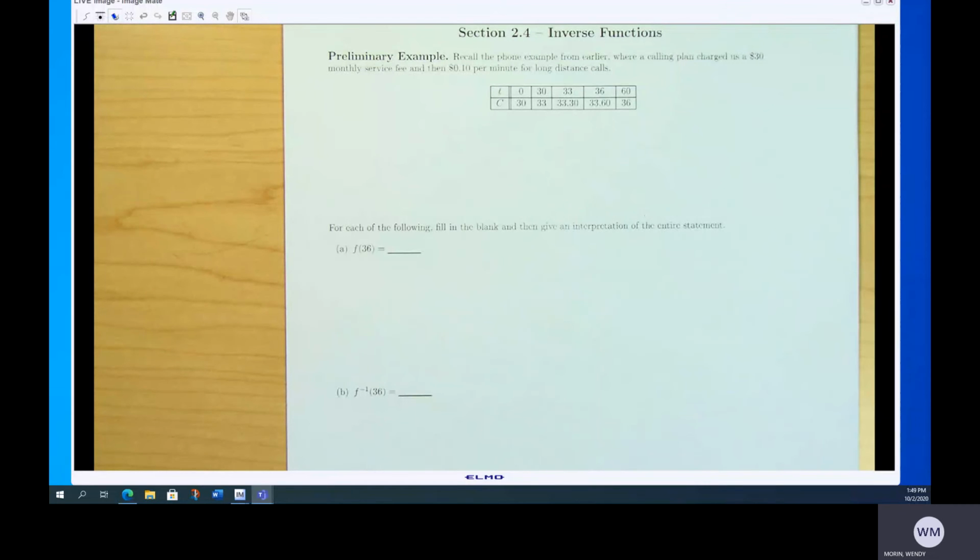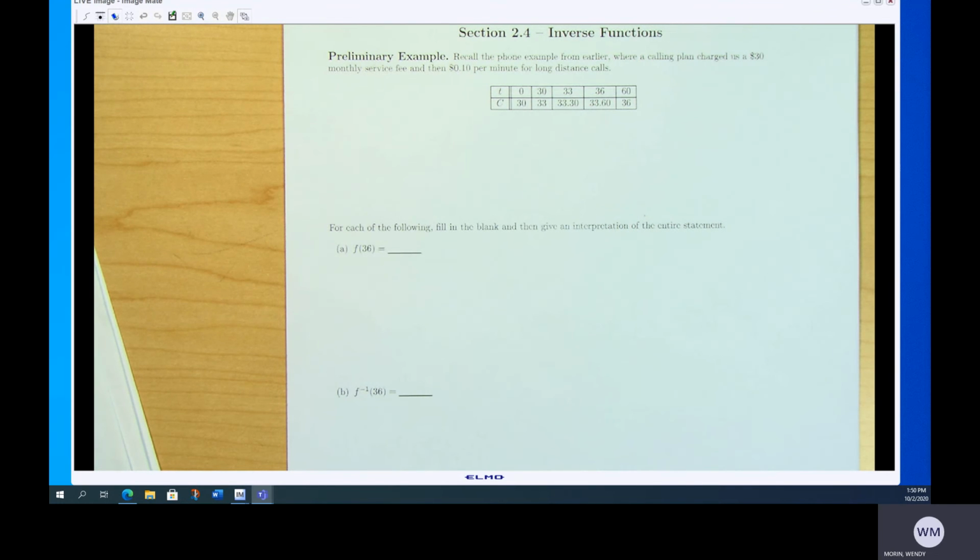Okay, section 2.4, inverse functions. So we're going to talk about inverse function notation. We have talked about function notation, but now we're going to talk about inverse function notation. So let's take a look at the first example.